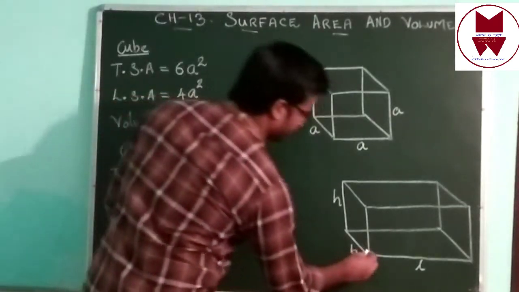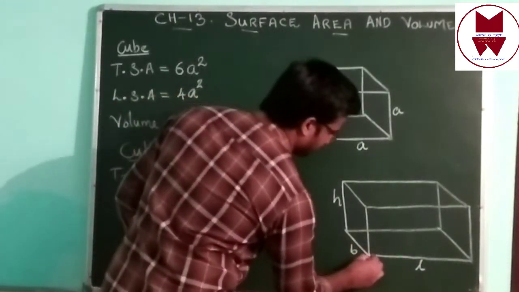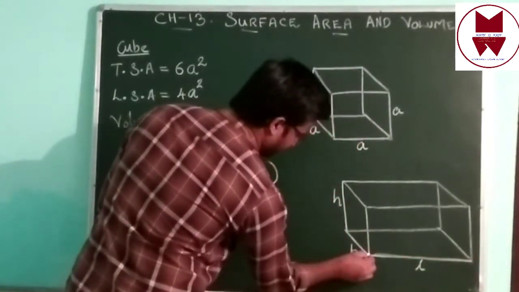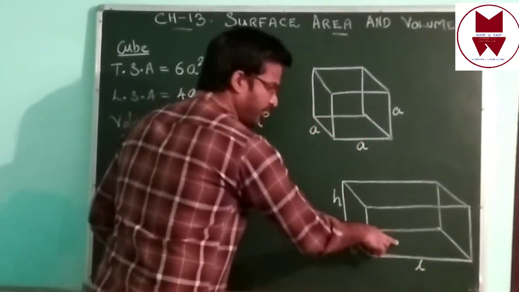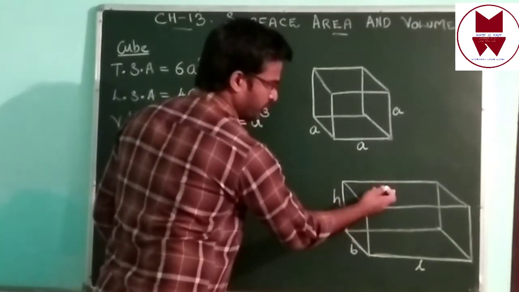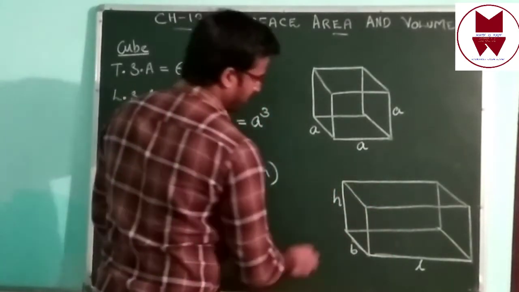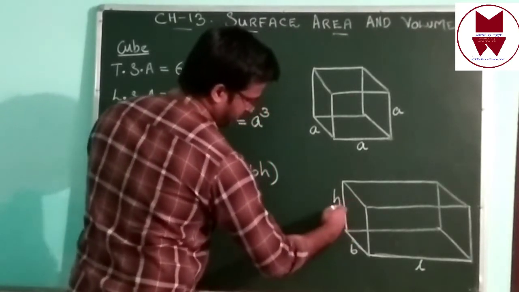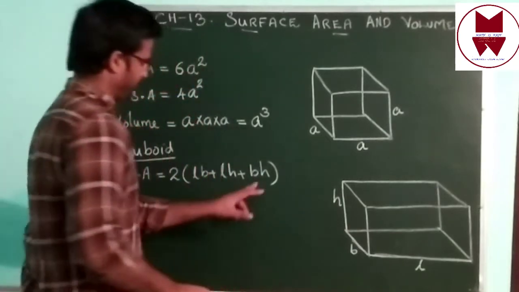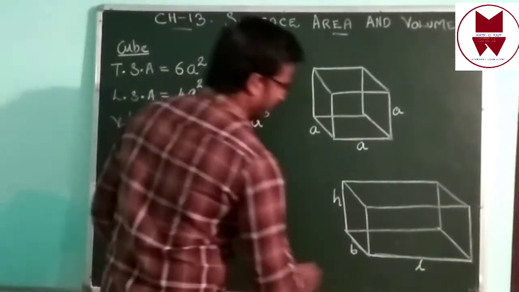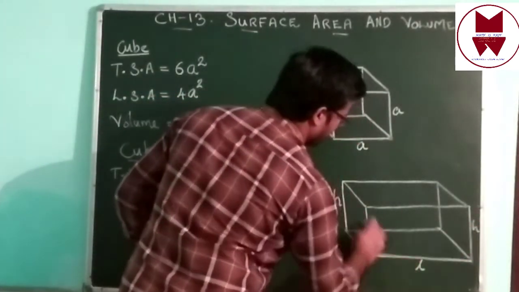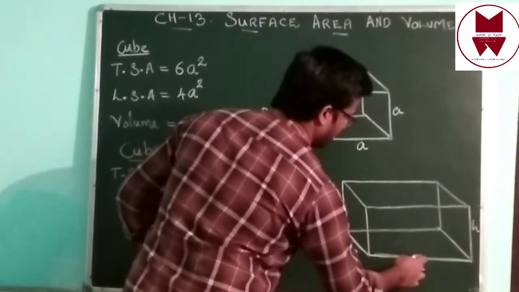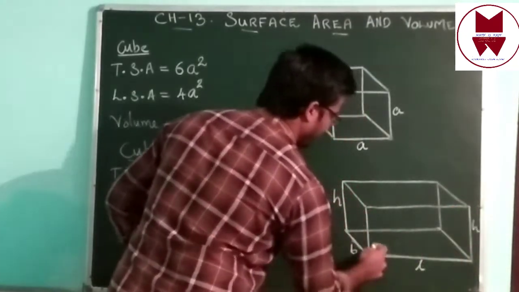Then LB. If you consider this, L means this side, then B. L into B, you will get area of bottom. Same like that upside also is there, L into B. Then if you consider this side, what you will get? B into H. This left side B into H, that BH. Then LH, this side also is height. This front side, what is length? L, then H. If you multiply L into H, you will get this area of front side.